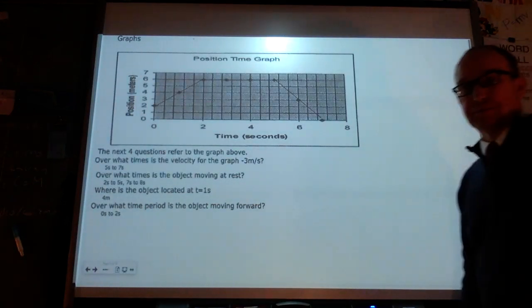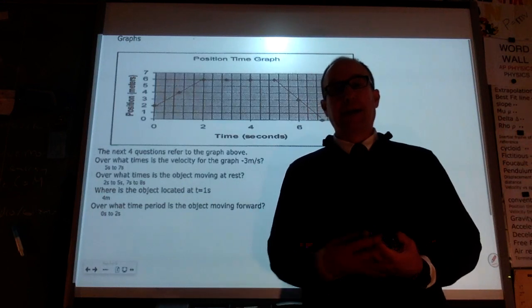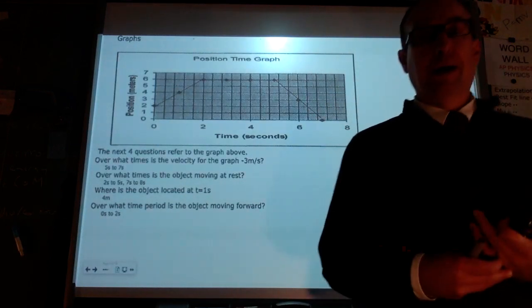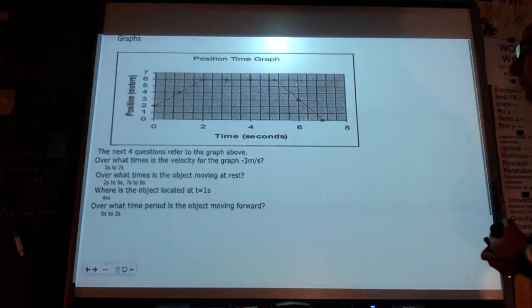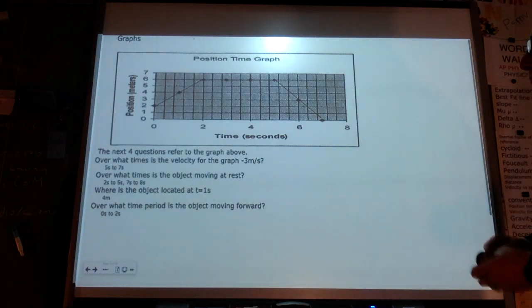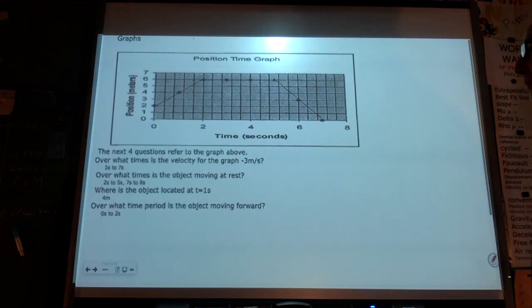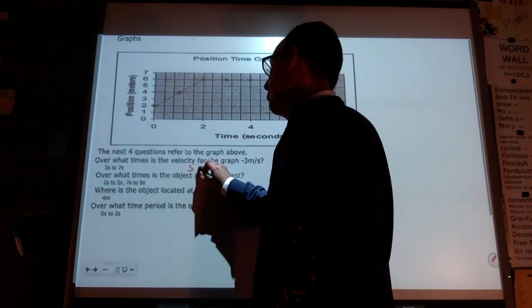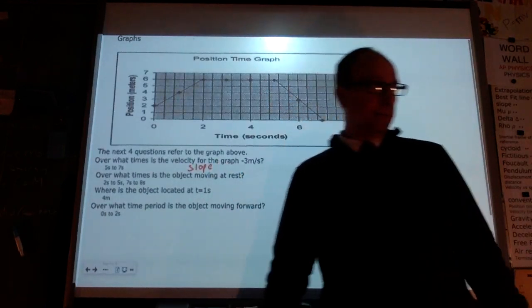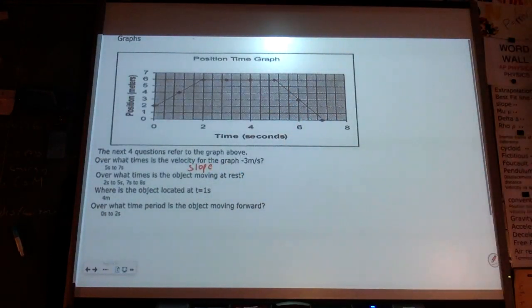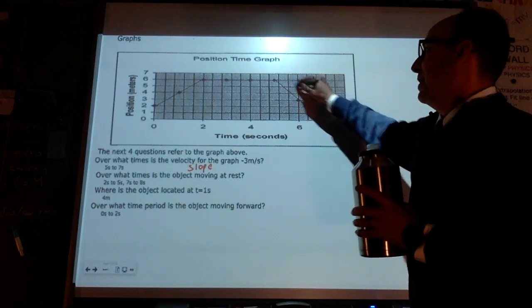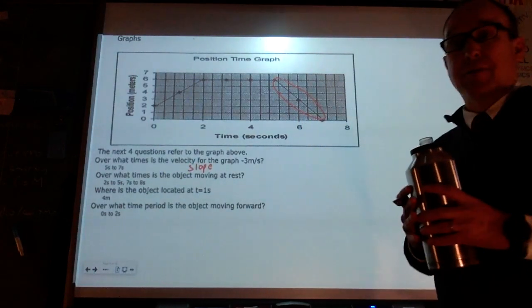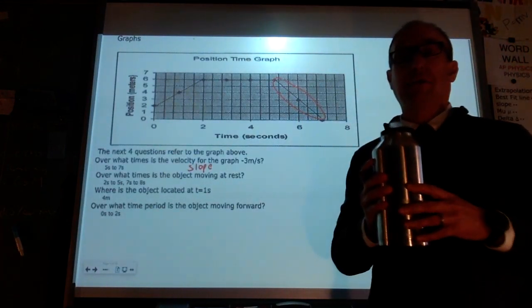All right, graphs. A number of different things that we could get from graphs. So we should review that real quick. From a position time graph, velocity is going to be my slope. So they're asking, when is my slope -3? The only negative slope I have is this portion. So I should see if the slope of that line is -3.